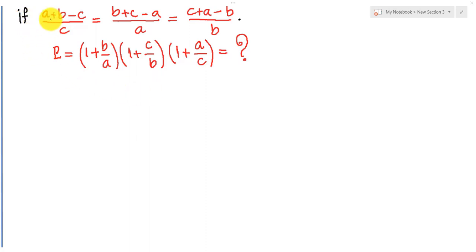Today I have one exercise on screen. If (a + b − c)/c = (b + c − a)/a = (c + a − b)/b, find the value of P = (1 + b/a)(1 + c/b)(1 + a/c).